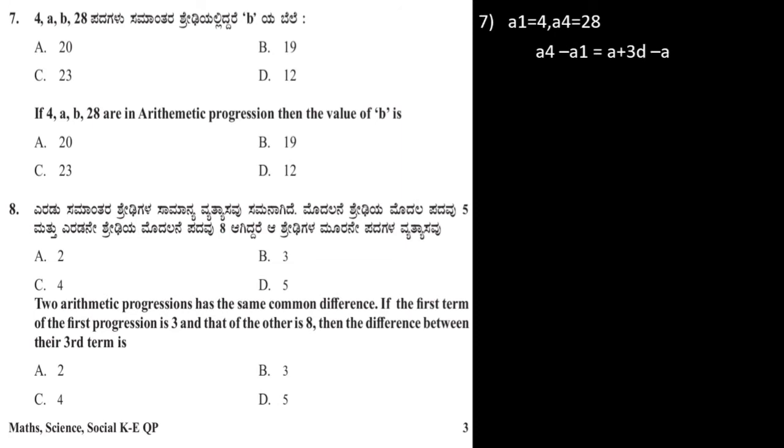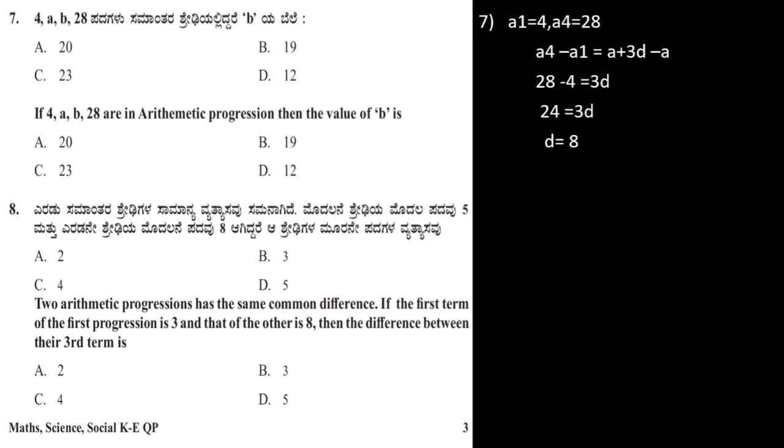I'll write that one and I'll get a plus 3d minus a1 is a. Now plus a minus a cancels. So now I substitute the a4 minus a1 value, I'll get 28 minus 4 equals what's left over, 3d. Now 28 minus 4, by subtracting we will get 24, that is equal to 3d. Now we will divide 24 by 3, we will get d equals 8.